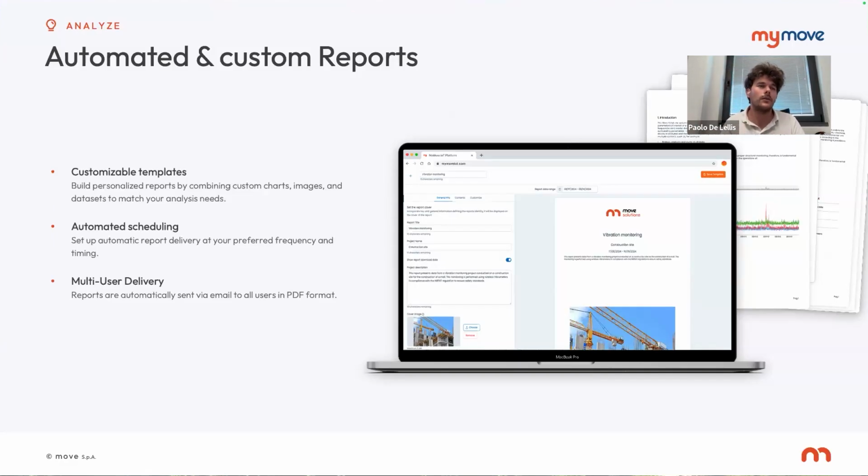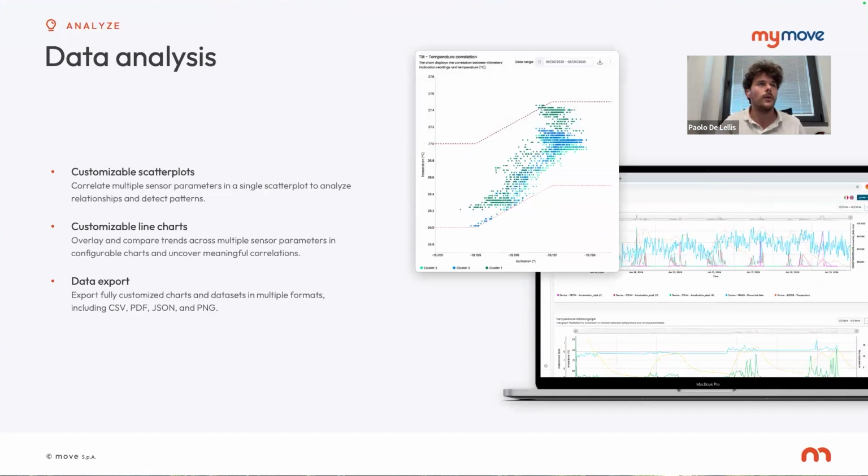So you are free to share this information using, for example, the reports, and you can schedule your reports in different ways. But the goal is to simplify the analysis of the results that you obtain from the different sensors. To do this, we have different types of tools that you can use.